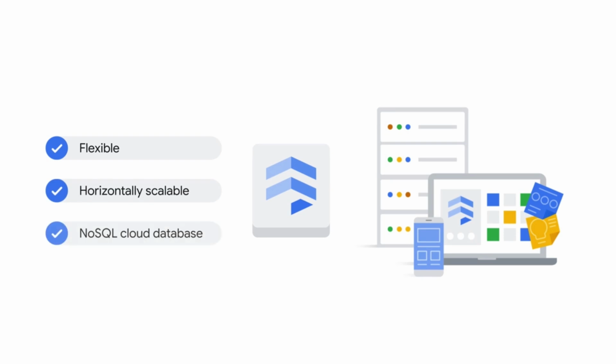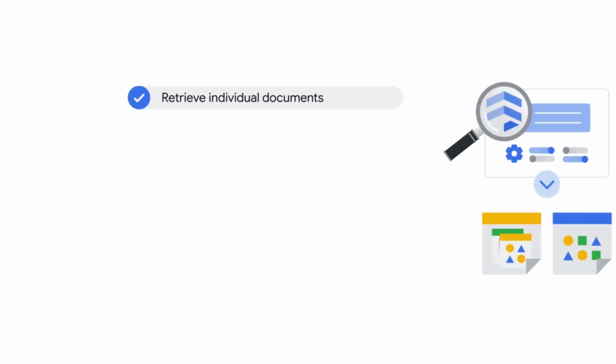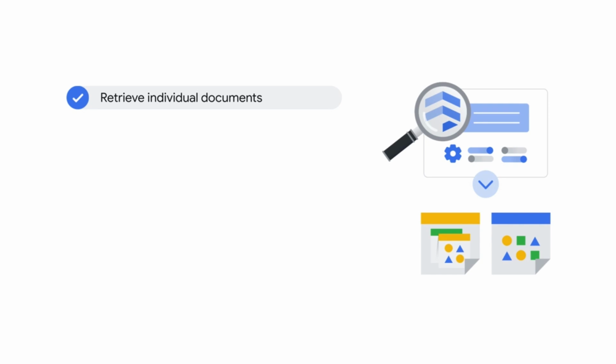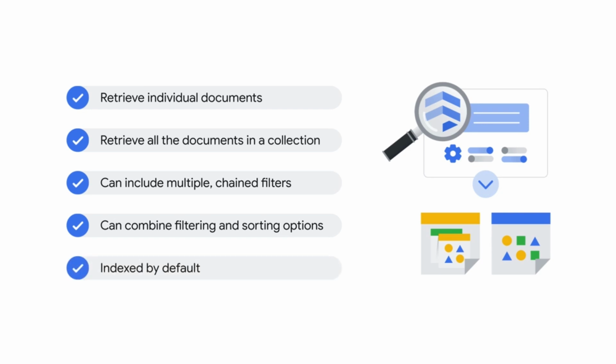Google Cloud's fourth core storage option is Firestore. Firestore is a flexible, horizontally scalable, NoSQL cloud database for mobile, web, and server development. With Firestore, data is stored in documents and then organized into collections. Documents can contain complex nested objects in addition to subcollections. Firestore's NoSQL queries can then be used to retrieve individual specific documents or to retrieve all the documents in a collection that match your query parameters. Queries can include multiple chained filters and combine filtering and sorting options. They're also indexed by default, so query performance is proportional to the size of the result set, not the dataset.